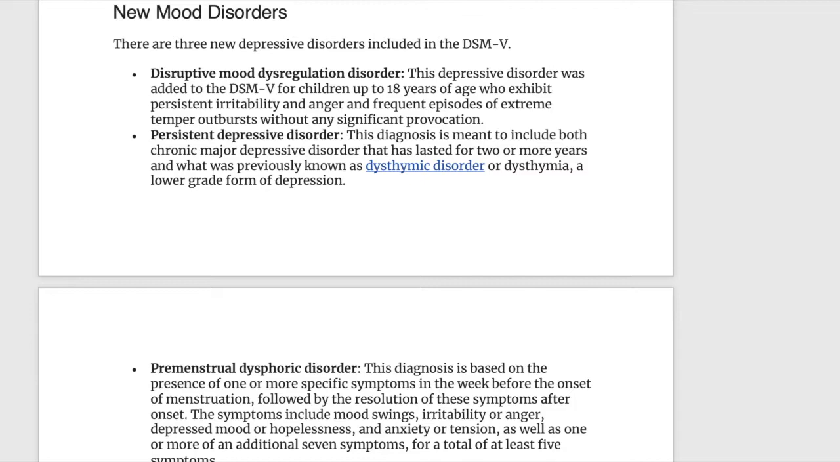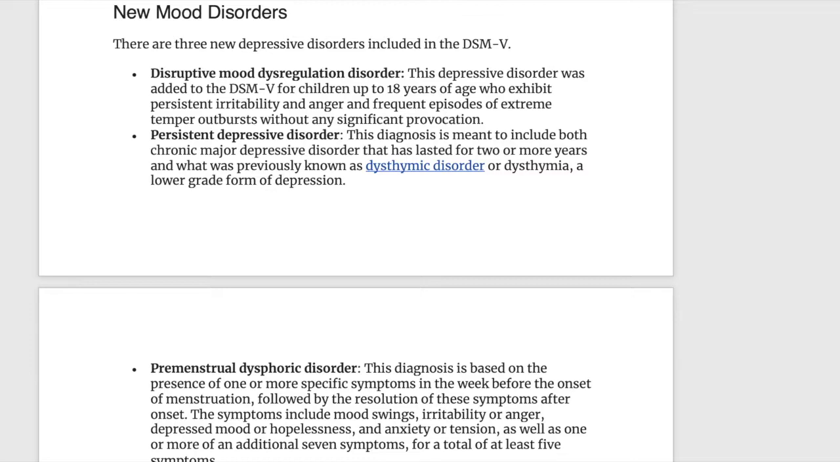So this diagnosis is meant to include both chronic major depressive disorder that has lasted for 2 or more years, and what was previously known as dysthymic disorder or dysthymia, which was a lower grade form of depression. So persistent depressive disorder is not going to have as severe sorts of symptoms. It's going to be less severe symptoms, and something where the timeline has been, again, 2 or more years. So keep that in mind. It's not the same as major depressive disorder, because MDD has more severe symptoms, and the timeline doesn't have to be 2 years for that.